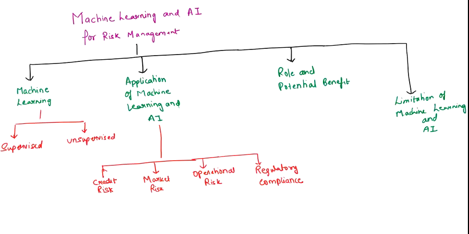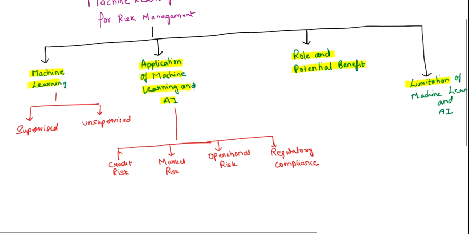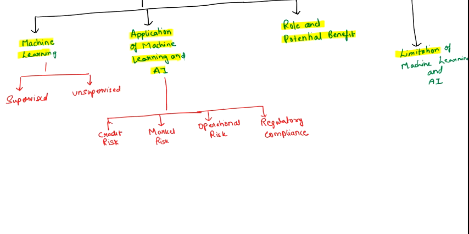Okay, so now we are starting with the new topic, machine learning and AI for risk management. In this chapter particularly we have to cover these 4 points: machine learning, then application of machine learning and AI, roles and potential benefits of machine learning and AI, and then the limitation of machine learning and AI. Clear? So these 4 parts will cover up the whole topic.